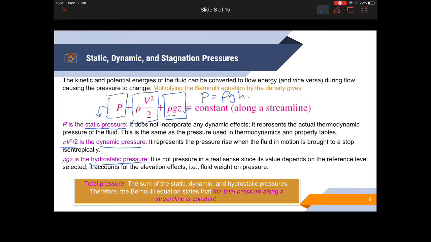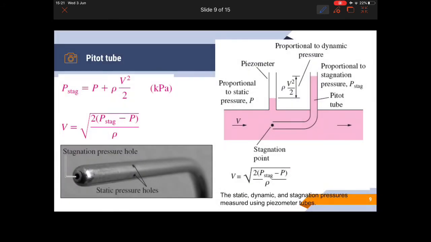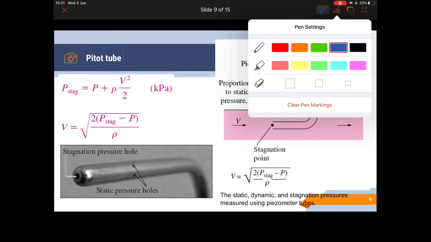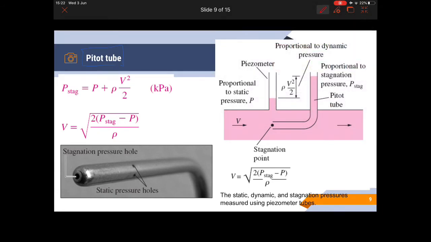An example of the static, dynamic and hydrostatic pressure can be explained by this very widely used flow measurement device, which is named the pitot tube. If you browse the internet and search for pitot tube, you will see varieties of pitot tubes available in the market, mostly used on aircraft, but the concept of the pitot tube is always similar. A pitot tube should have at least two types of pressure holes. The first is the stagnation pressure hole at the tip of the tube. The second is the static pressure holes, which are the two holes at the surface of the tube.